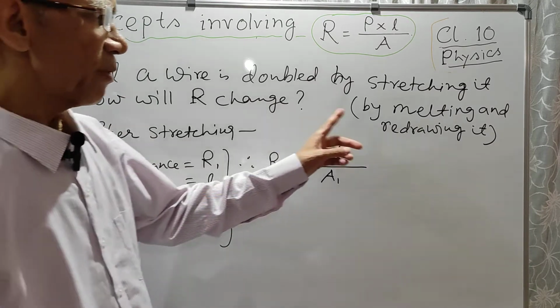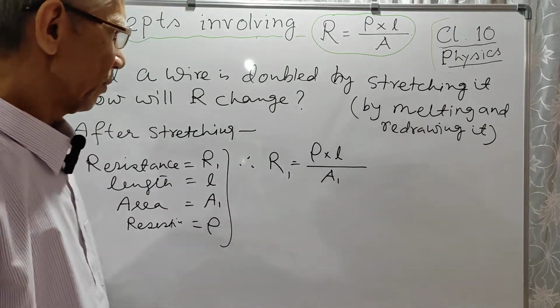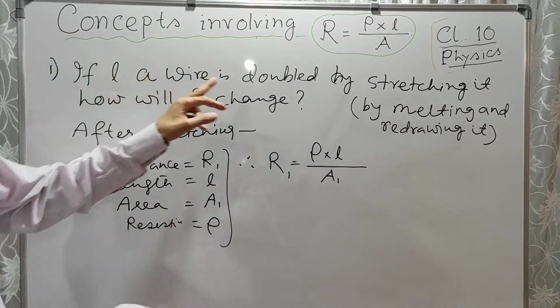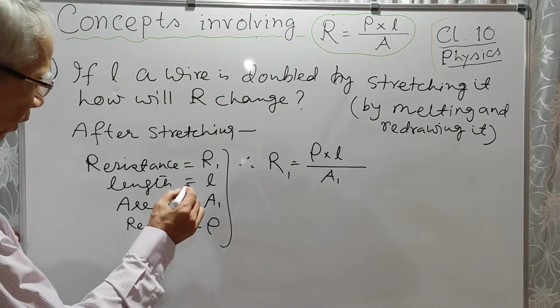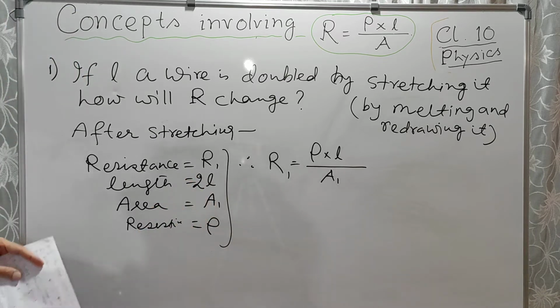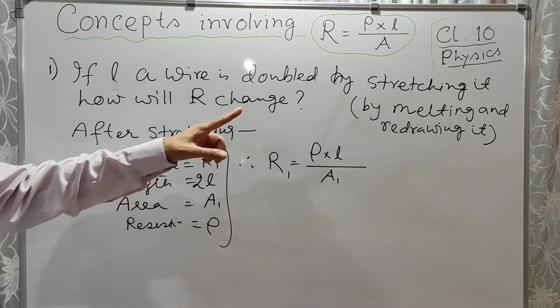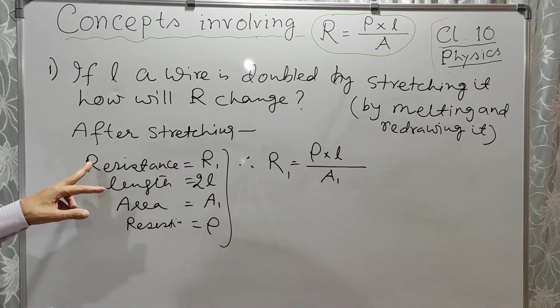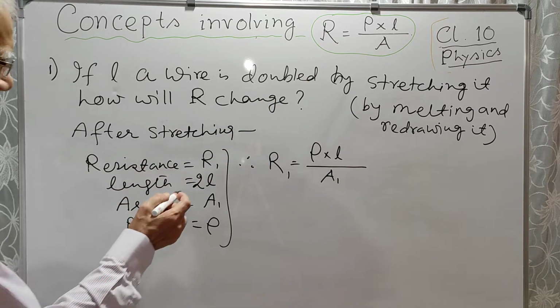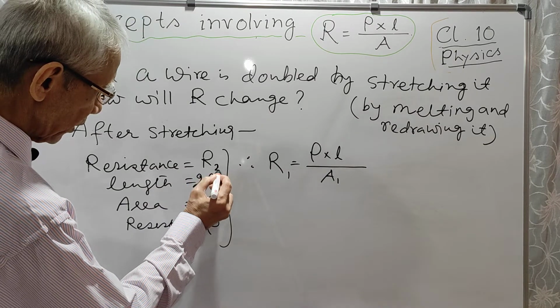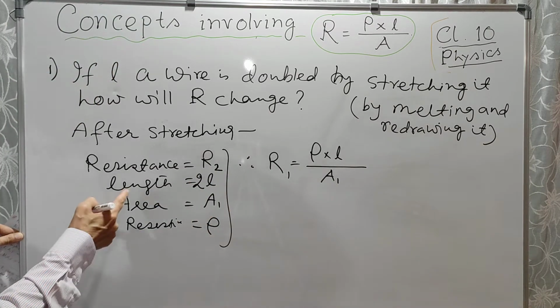After stretching or after melting it and redrawing it. Okay, so now the length is doubled. So L will now be twice L. This is the second shape. So after stretching, or after melting and redrawing, the resistance, let us say R2. Resistance becomes R2, then length doubled.